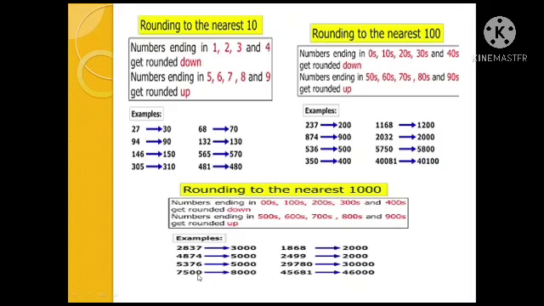Next 7500: it is 500, so it will be increased, rounded up. So 7500 will become 8000. And the next question, 1800: 800 crosses 500, so it will become 2000.